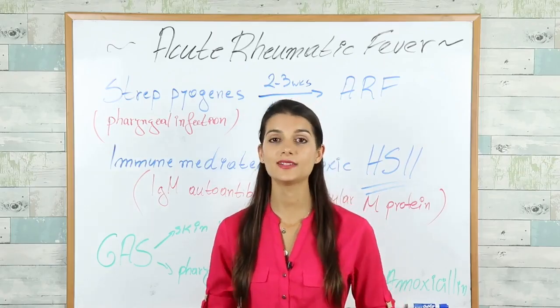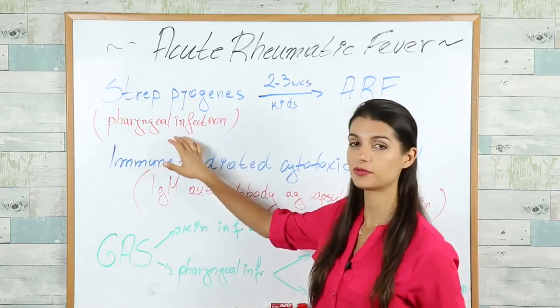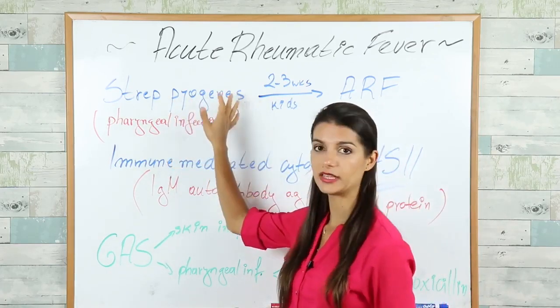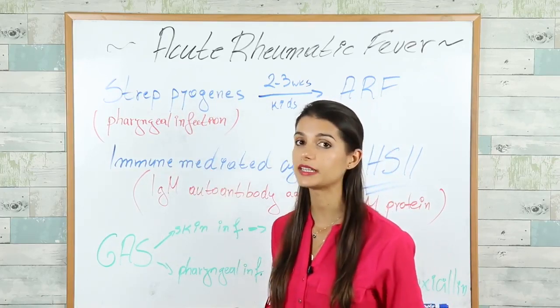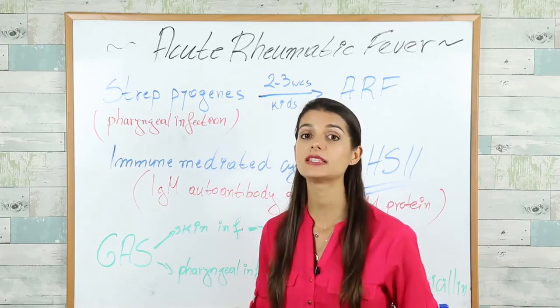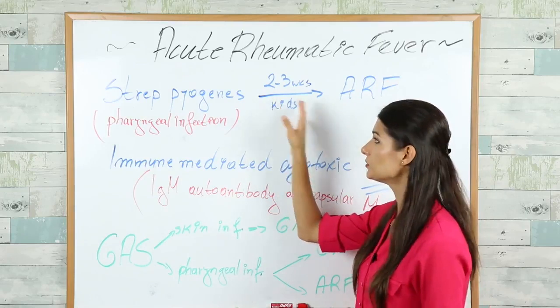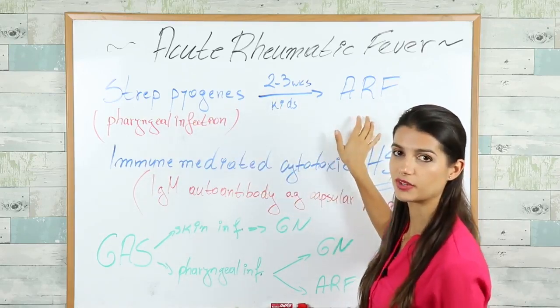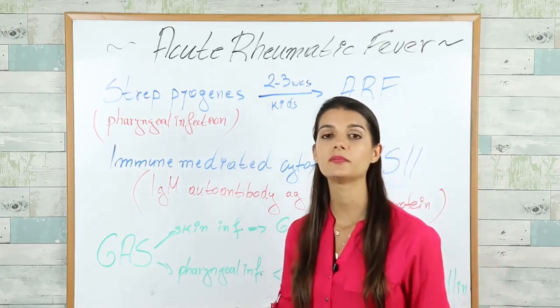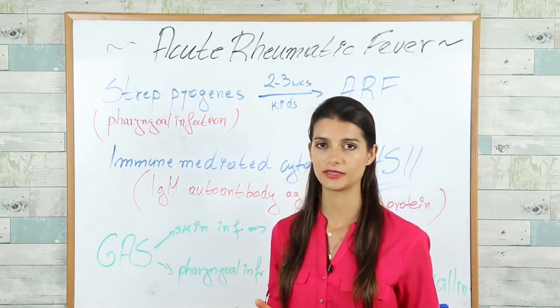Let's go over the high yield points for acute rheumatic fever. As we all know, it is caused by pharyngeal infection with strep pyogenes. And strep pyogenes, we know, is a group A streptococcus which has beta hemolysis, which is complete hemolysis. It happens usually in kids, and 2 to 3 weeks after the infection, the kid will present with acute rheumatic fever. The first presentation is actually migratory polyarthritis, and the large joints are the most affected ones.